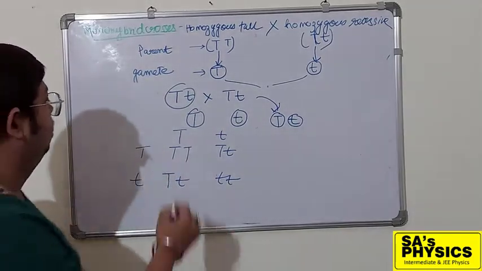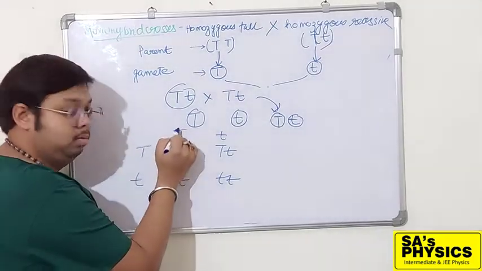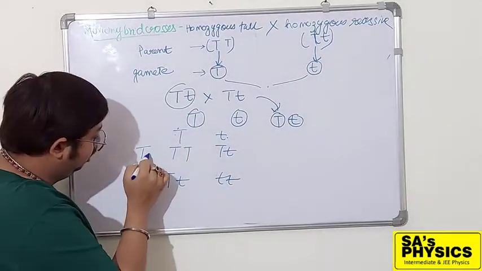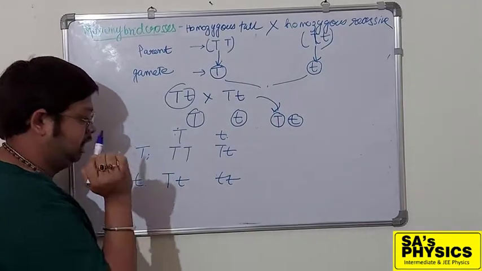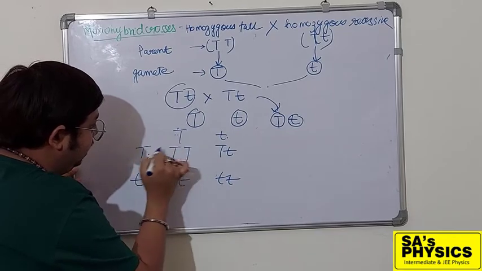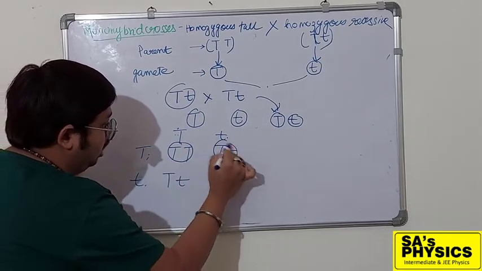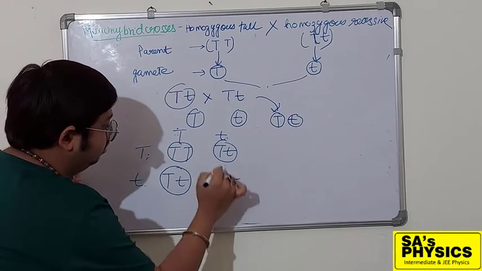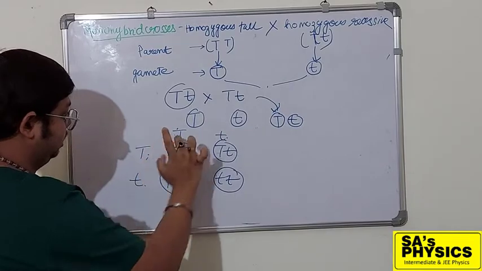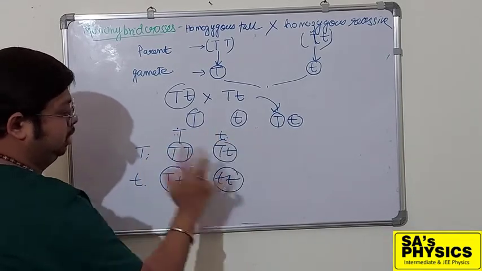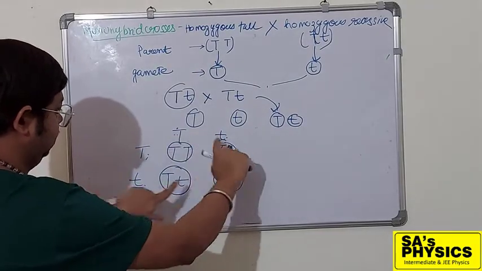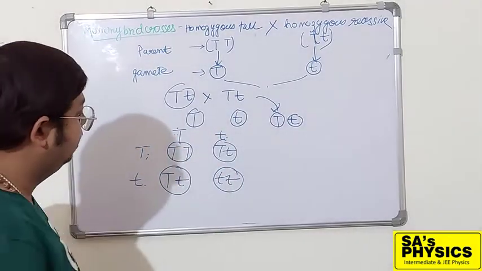So, you see, from parent 1 we got 2 types of gametes, capital T and small t. From parent 2 we got 2 types of gametes, capital T and small t. And we mated all those. So these are the 4 possible combinations: capital T capital T, capital T small t, capital T small t, small t small t. This into this, this into this, this into this, and this into this. 4 possible combinations.